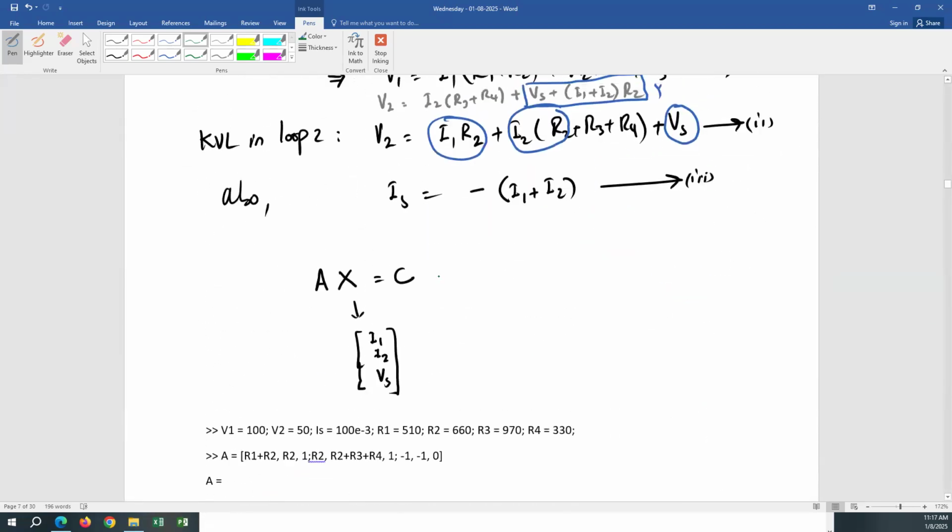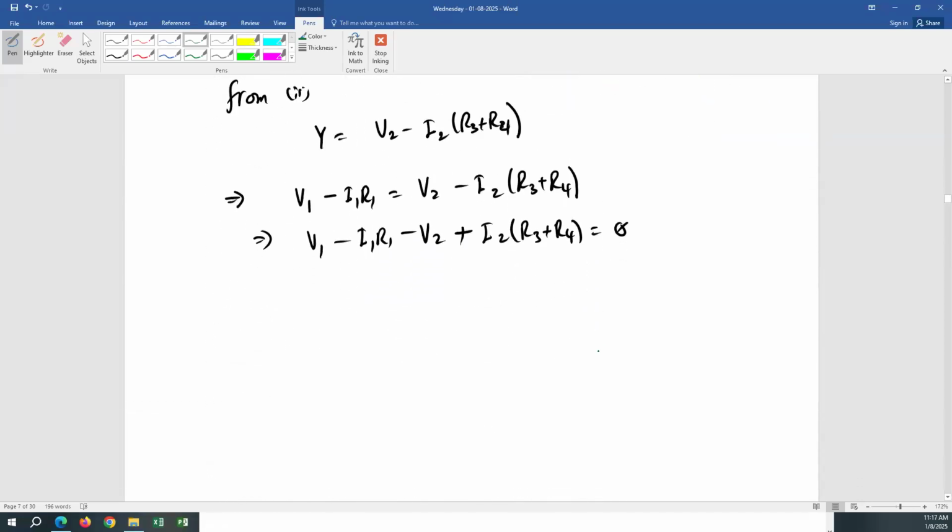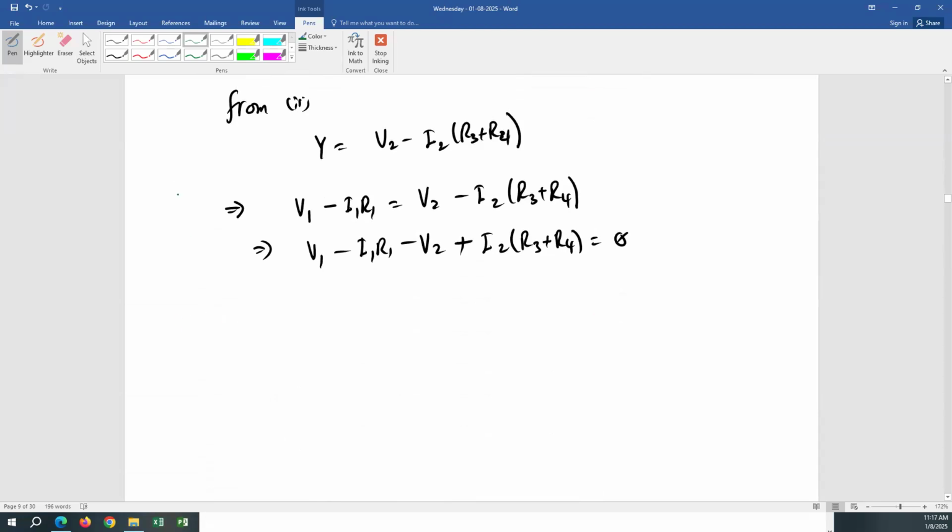And the second equation will be the same as our third equation. IS is equal to negative I1 and IS is equal to negative I1 plus I2. So now you have two equations. This is your first equation. You can rewrite this first equation, of course, in terms of V1 minus V2 is equal to I1 R1 plus I2 R3 plus R4.